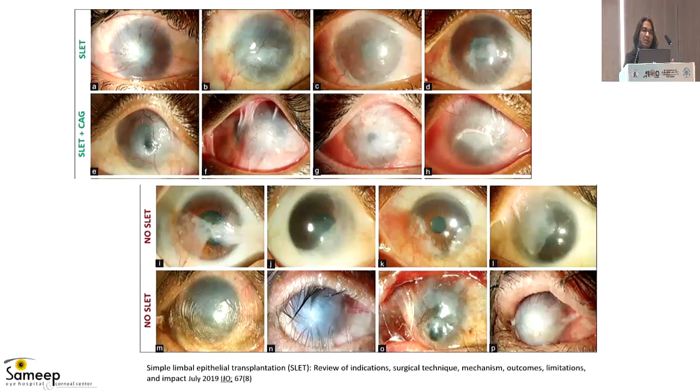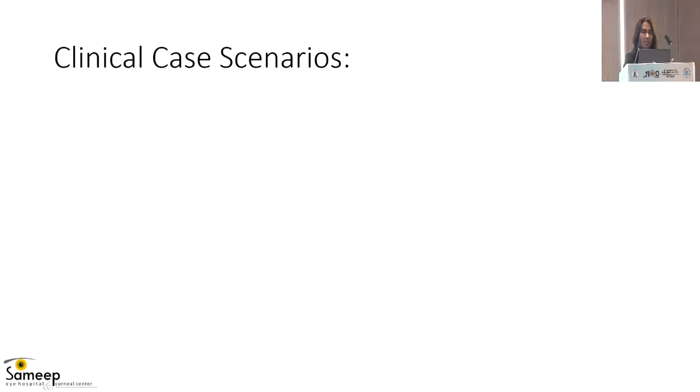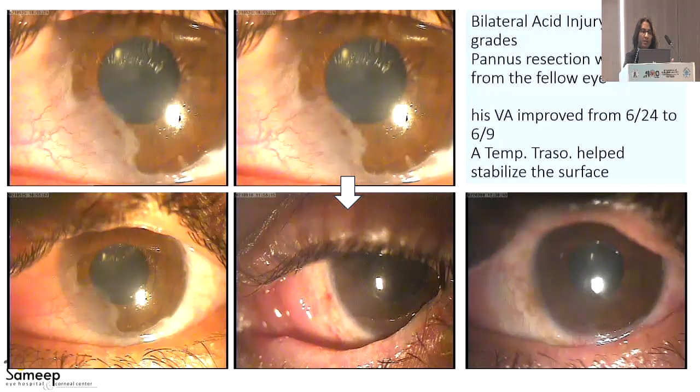You can see that SLET is recommended in the top row, while SLET plus conjunctival autograft is recommended in the other, and in the bottom 2 rows, SLET is not recommended at all. So let us look quickly at clinical cases. This is a bilateral acid injury patient who had injury of different grades and developed pannus in one eye.